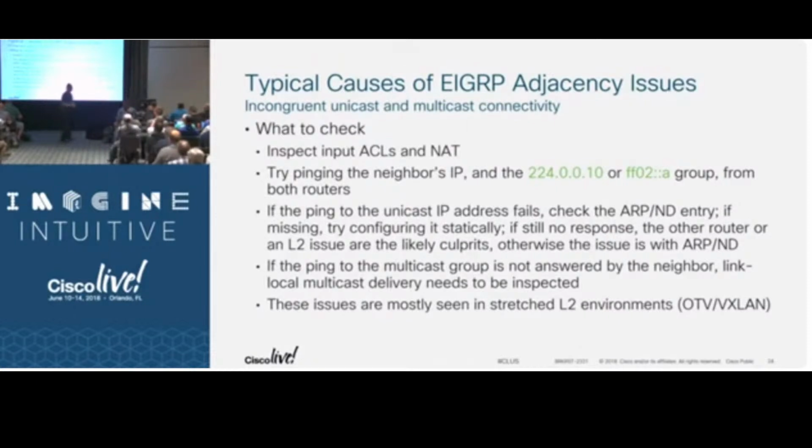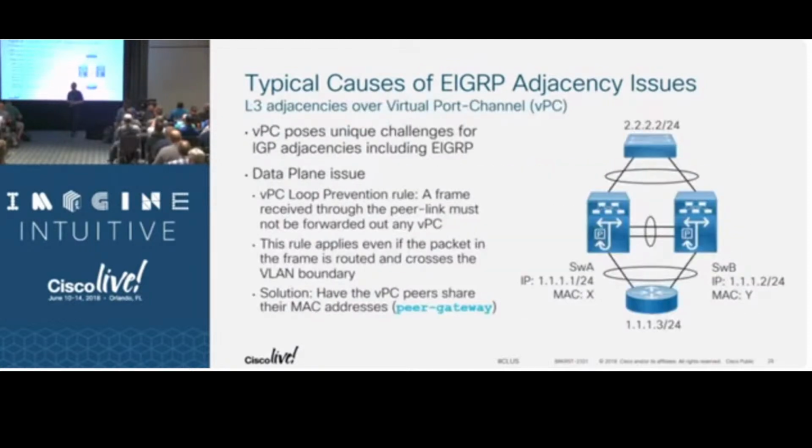Finally, these issues typically become noticeable in stretched L2 environments like OTV or VXLAN. That's what we see sometimes in the DC switching tag. Hands up, who is using EIGRP over vPC? Okay, let me devote three slides to this technology.